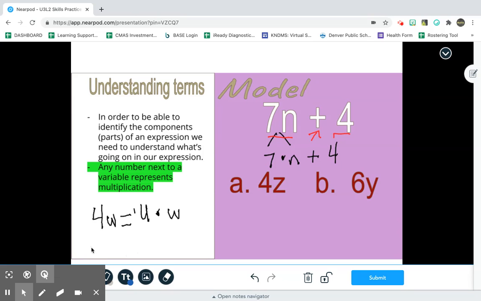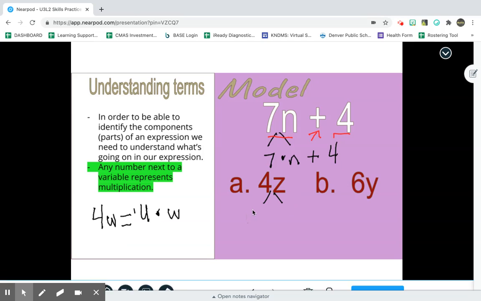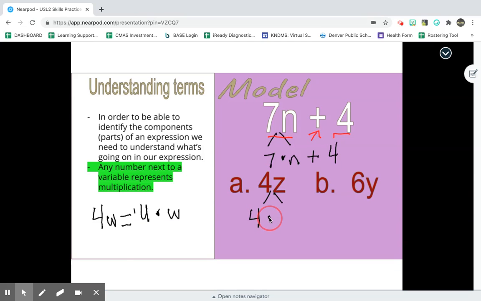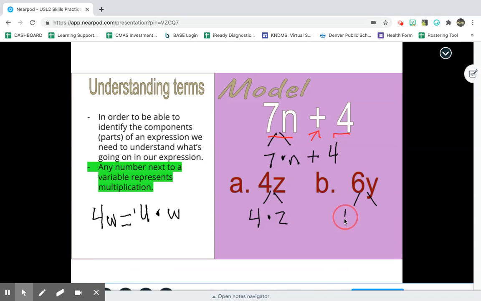So this is what's called expanding our expression so that we know exactly what's going on. So in this case here, 4z actually represents 4 times z. And then go ahead and try this. How do I split up 6y? That is correct. 6y is actually 6 times y.